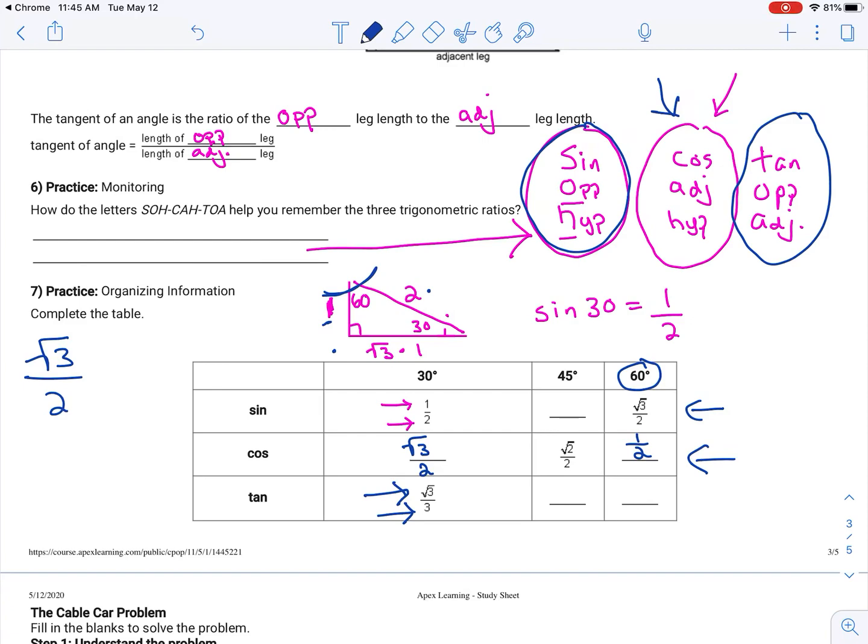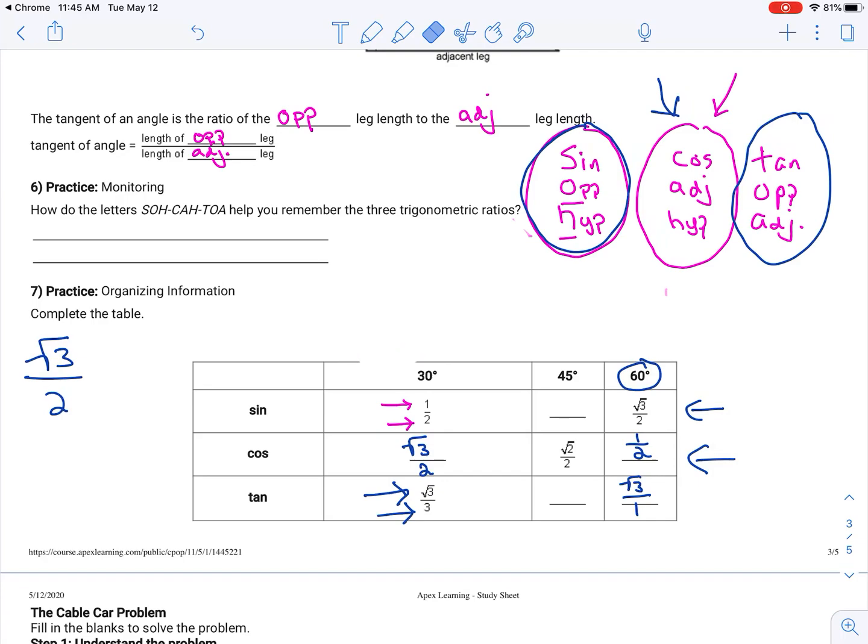Tangent of 60 is the opposite over the adjacent. So what's opposite 60 again? It's the square root of 3. And what's the adjacent? It's 1. So now we've done the 30 and the 60. Now let's do the 45-degree angle.